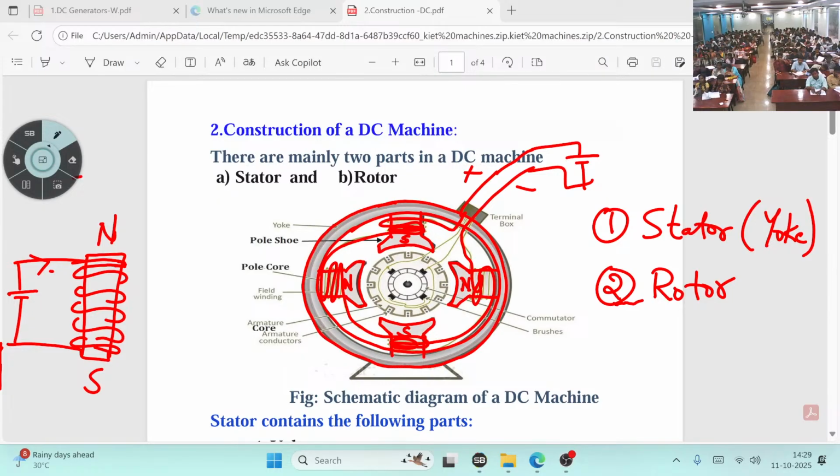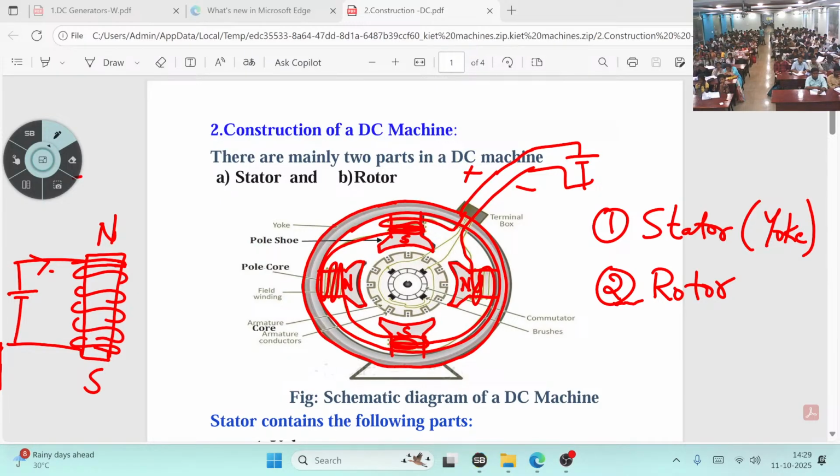I am making one iron piece into a magnet by winding clockwise or anti-clockwise. If I wind clockwise, the upper one is the north pole. If I wind anti-clockwise, the upper one is the south pole. Like this: clockwise, anti-clockwise, clockwise, anti-clockwise, and I bring the terminals out and give supply from outside. So now I am making the magnetic field artificially. They are not permanent magnets.